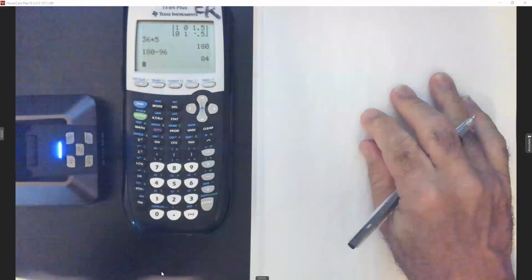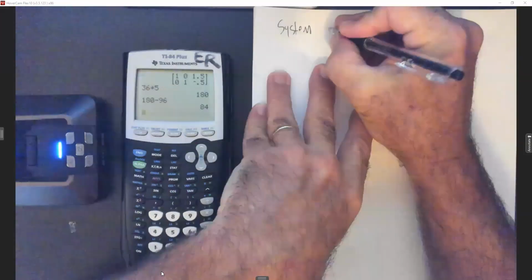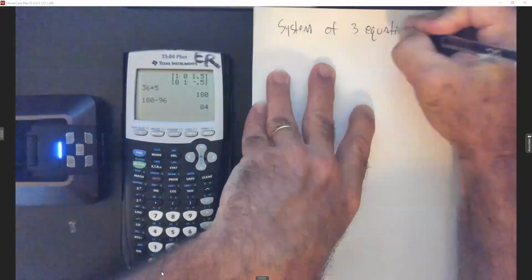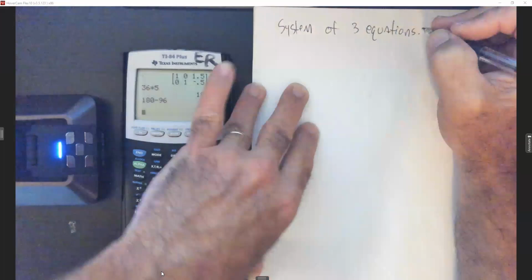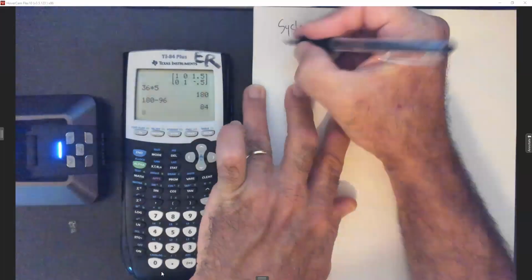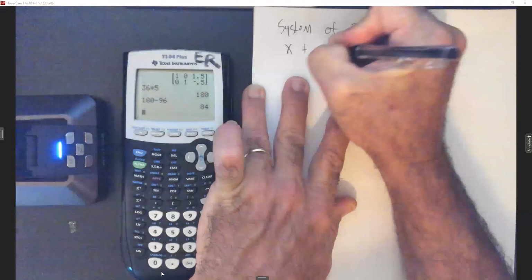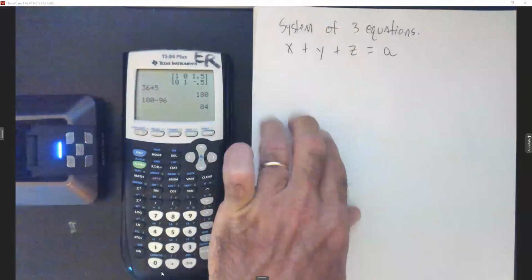Alrighty, so we're going to get into a system of 3 equations. So let me pull up... system of 3 equations. So y'all, a system of 3 equations is going to look something like ax plus ay plus az equals some number.